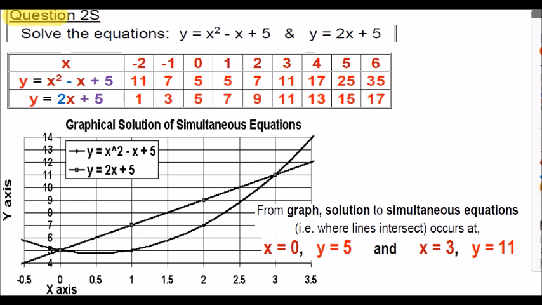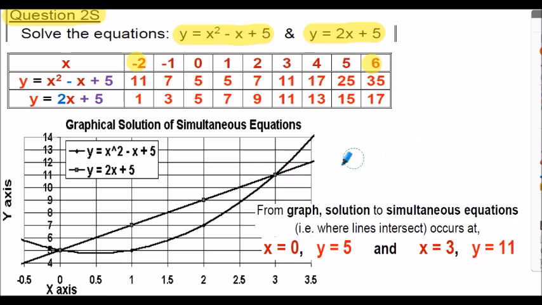Question 2s, here's the graphical solution. This time we're given the two equations in the correct format. The quadratic is in the correct format, and so is the linear equation. My range of x in this case from my sketch was -2 to +6, and I evaluate my y coordinates for both equations, and again plotting the lines on a graph.